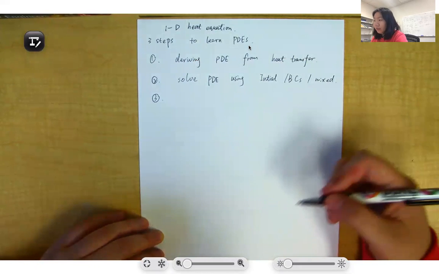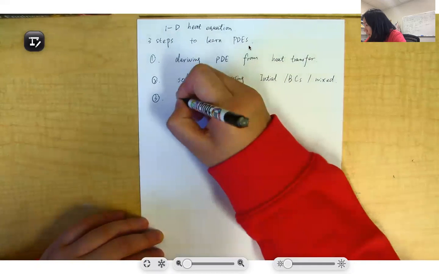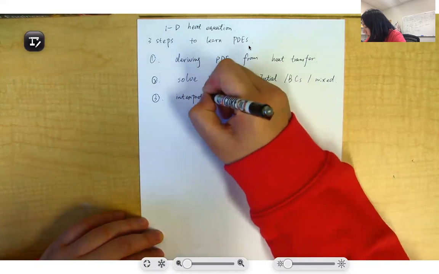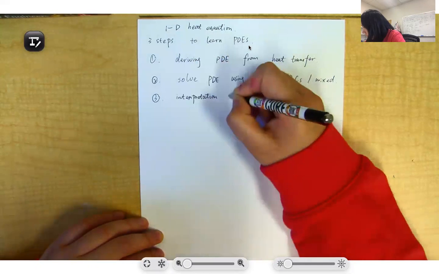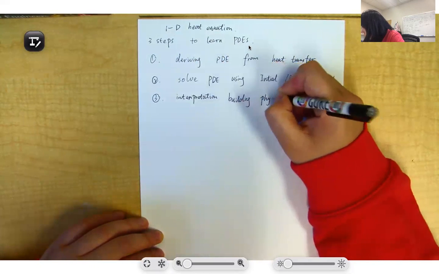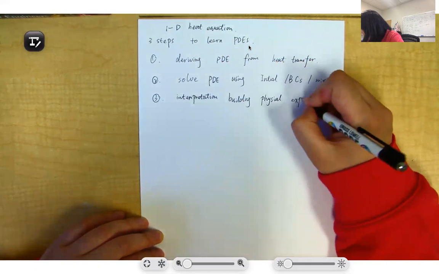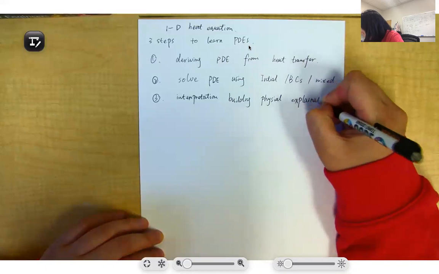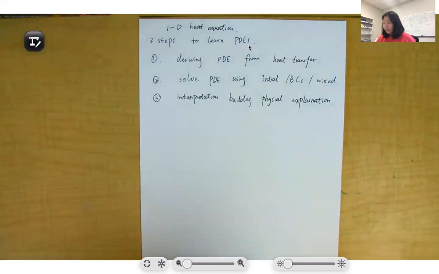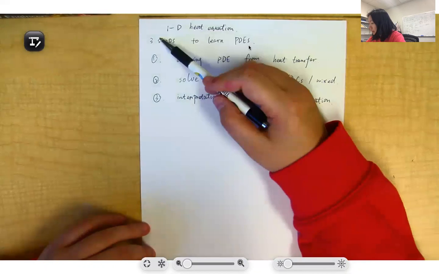Then the third step is we will try to explain what our result looks like, to build on the physical explanation: interpretation, building physical explanation. And let's start with the simple example. Let's start with this 1D heat equation.